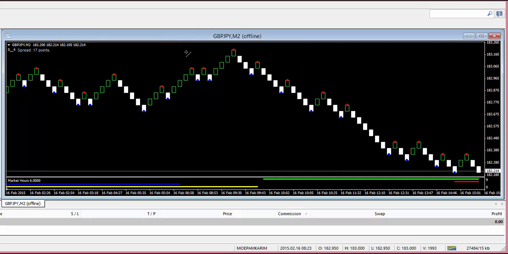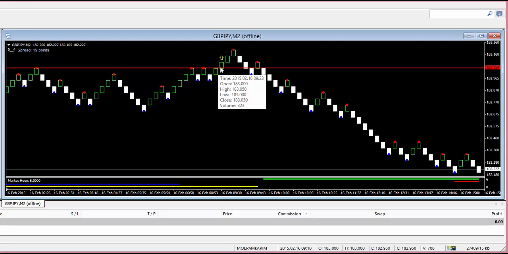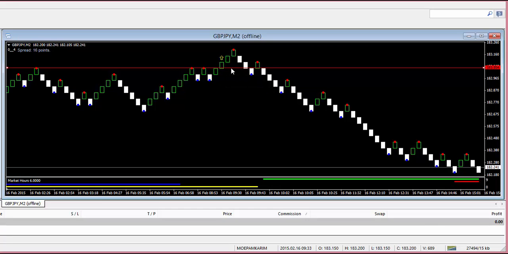Our first entry would have been this up break right here, and that generated a buy signal at this point. You can see that this candle, this Renko bar, closed above this horizontal trend line, so we entered on the upside because it was an up break. That trade went for about 10 pips. Our next entry would have been this break down here, which was a great entry. And that went for a long ways.